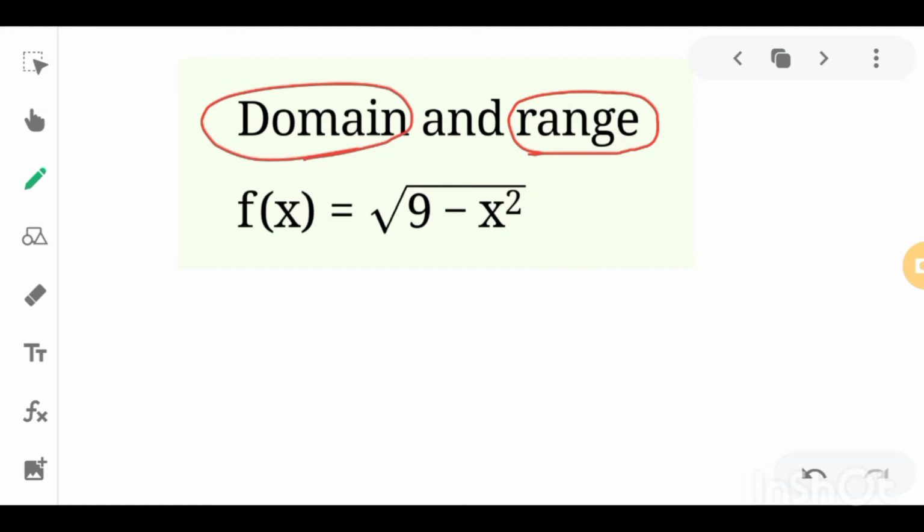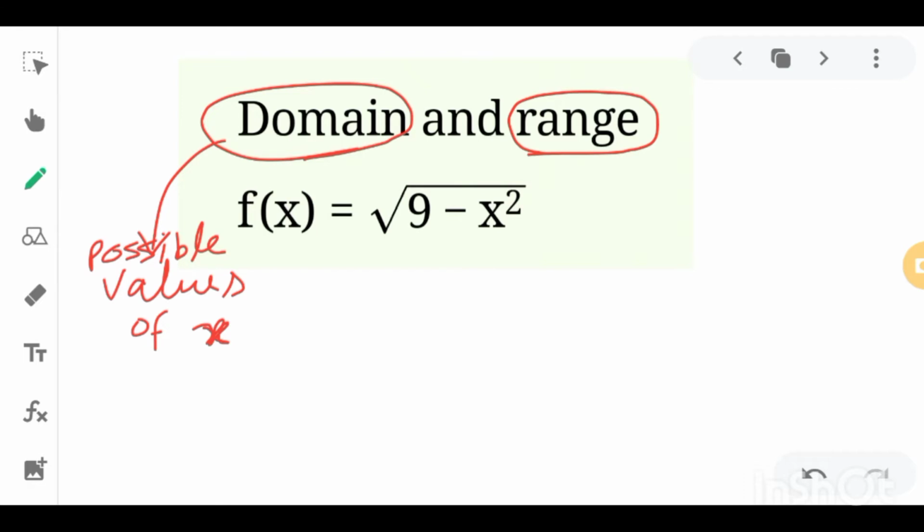So if there is a function f(x) is equal to something, here it is given as a square root of 9 minus x square. So domain means nothing but the possible values of x, variable x. Okay, so what are the possible values of variable x? That is called domain, in a function f(x).